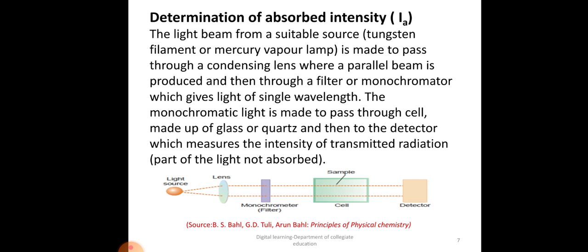Determination of absorbed intensity, that is IA. The light beam from a suitable source like tungsten filament or mercury vapor lamp is made to pass through a condensing lens where a parallel beam is produced and then pass through a filter or monochromator which gives light of single wavelength. The monochromatic light is made to pass through cell made up of glass or quartz and then to the detector which measures the intensity of the transmitted radiation, that is, a part of the light not absorbed.